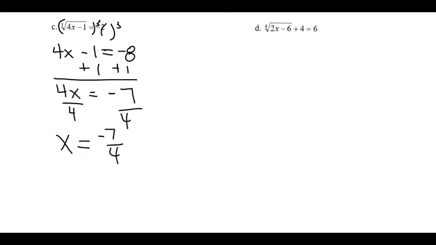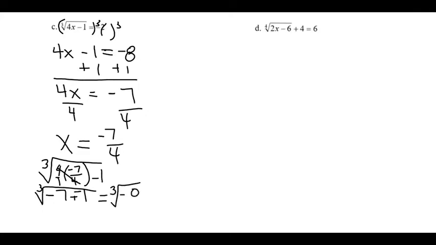Well, if you plug it back into the equation to show that it works, if I did the cubed root of 4 times negative 7/4 minus 1, your 4's here, when you multiply, will cancel. So you have negative 7 minus 1, which will give me the cubed root of negative 8, which equals negative 2. So it does work.